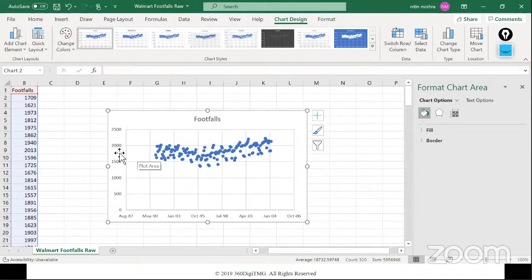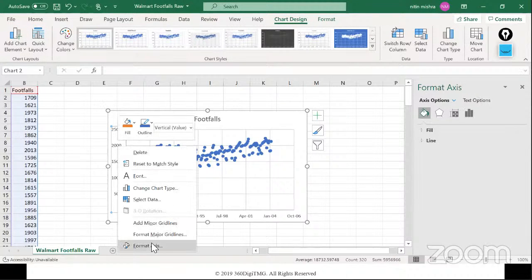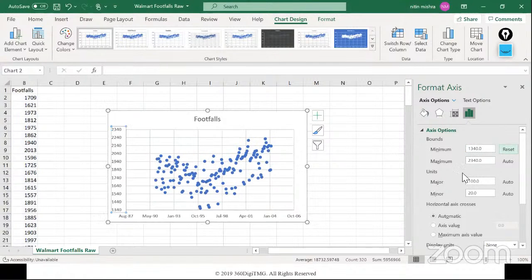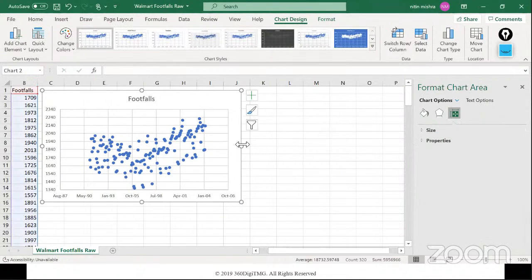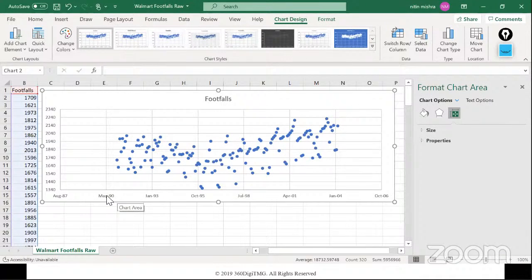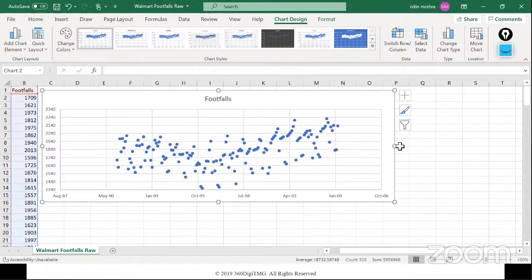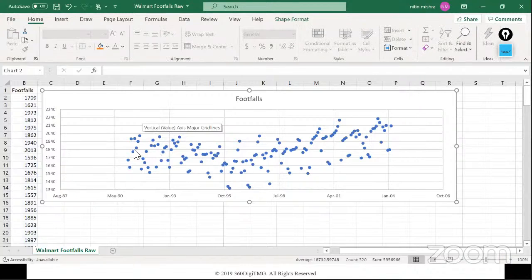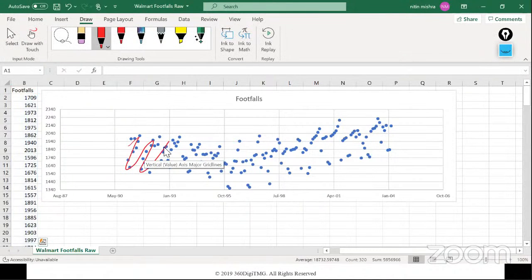and then I format the axis to 1340, when I put it like this, now what do I have here? I have the values here, the Jan, Feb, March, April, May, June, like that. So basically it is going like this, and that is fine.